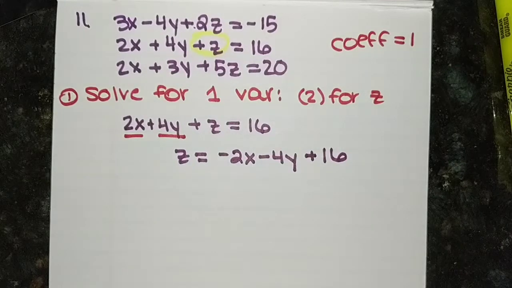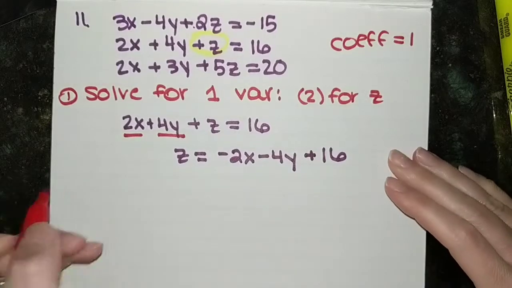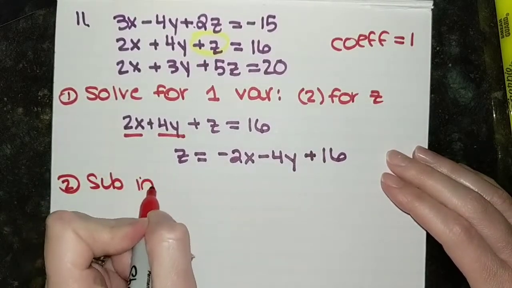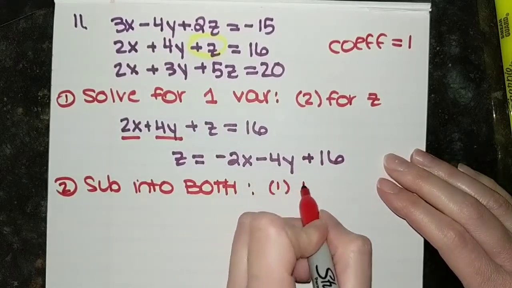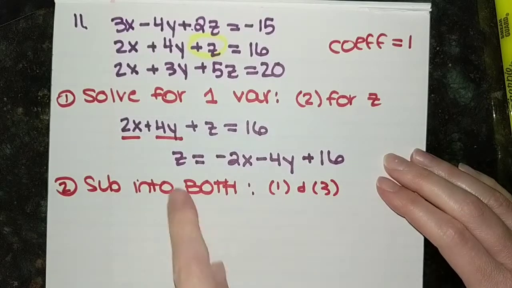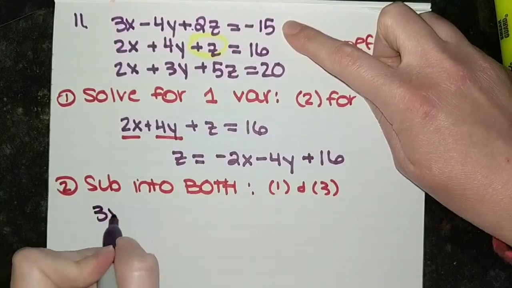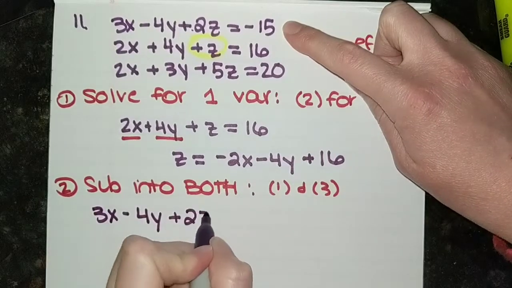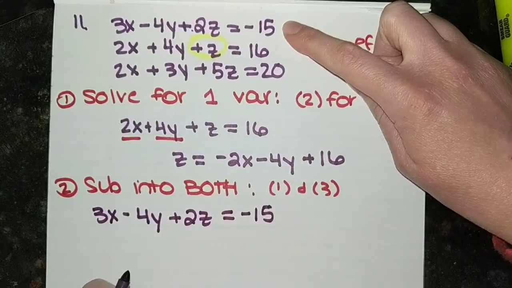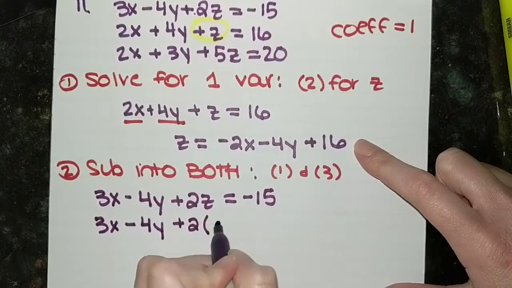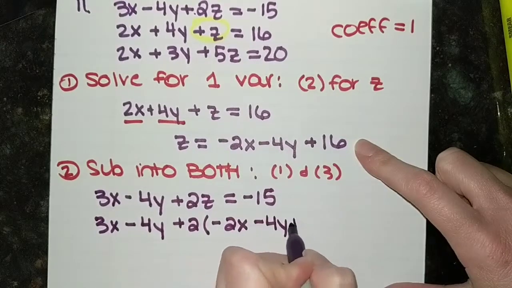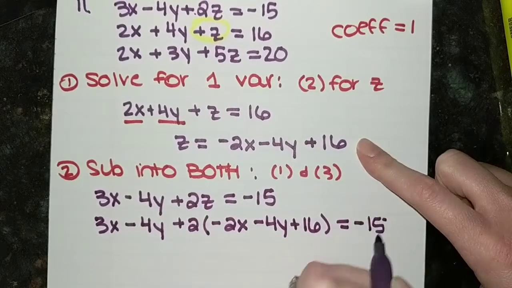Okay? Now, once we get our z equal to, we are then going to plug this into both equations. So the second step is that we sub into both of the other equations. In this case, that's going to be equation 1 and equation 3. So if I take equation 1, I have 3x minus 4y plus 2z is equal to negative 15, and I would get 3x minus 4y plus 2 times z, negative 2x minus 4y plus 16, is equal to negative 15.